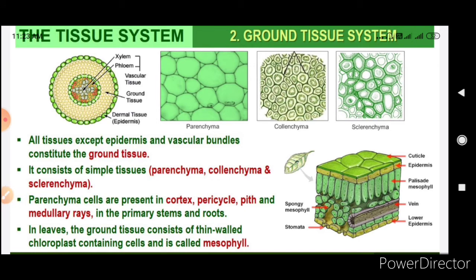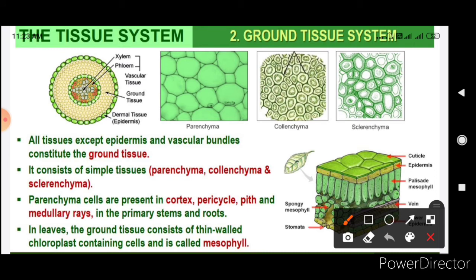Now we come back to the ground tissue system. We saw the epidermal tissue system; now we'll see the ground tissue system. All tissues except epidermis and vascular bundles will constitute the ground tissue. So if you minus the epidermis and the vascular bundles, the other tissues which are left will form the ground tissue. Ground tissue will make a base for the entire tissue system. It consists of simple tissues like parenchyma, collenchyma and sclerenchyma.